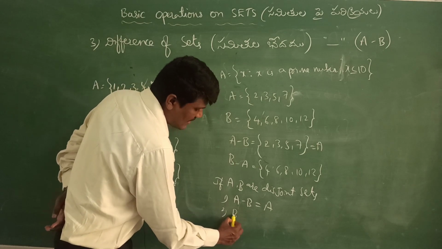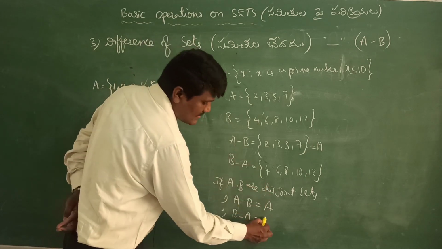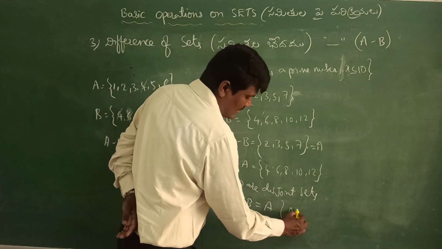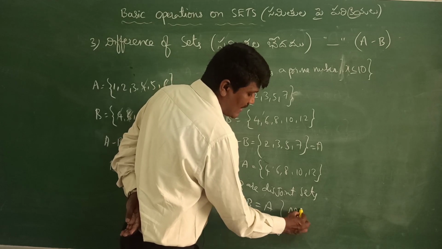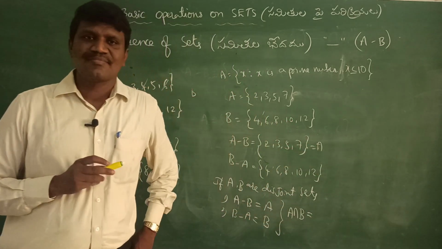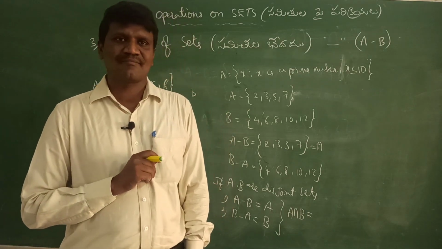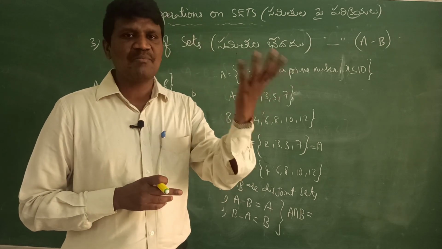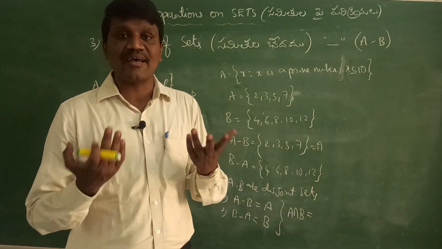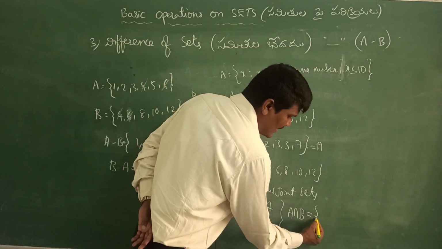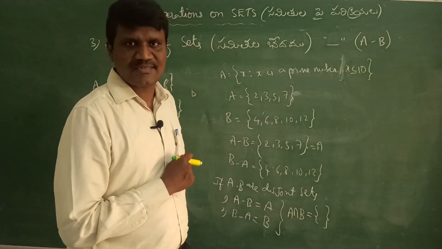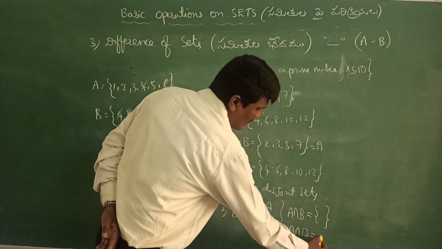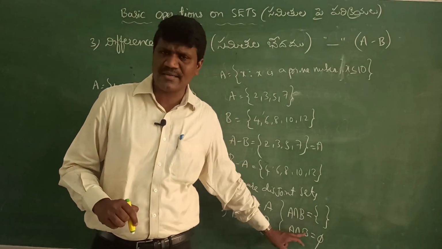And what is B minus A? B minus A is also B. Then one more thing, if disjoint sets, what is A intersection B? Any guess? A intersection B అంటే కామన్ ఎలిమెంట్స్ రాయాలి. ఇక్కడ కామన్ ఎలిమెంట్స్ ఏం లేవు, మరి ఏం రాయాలి? కామన్ ఎలిమెంట్స్ ఏం లేకపోతే we'll write empty set or null set. So A intersection B is equal to null set, or you can write A intersection B is equal to phi. Phi అన్నా null set అన్నా సేమ్ రైట్.